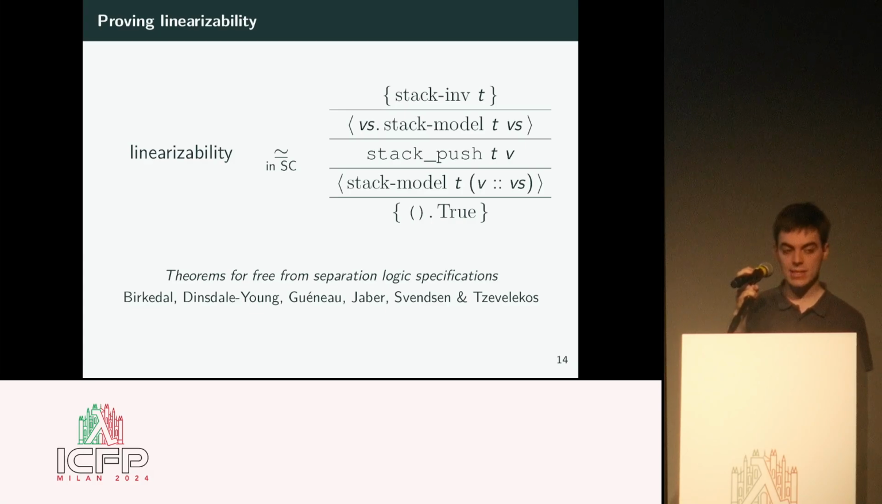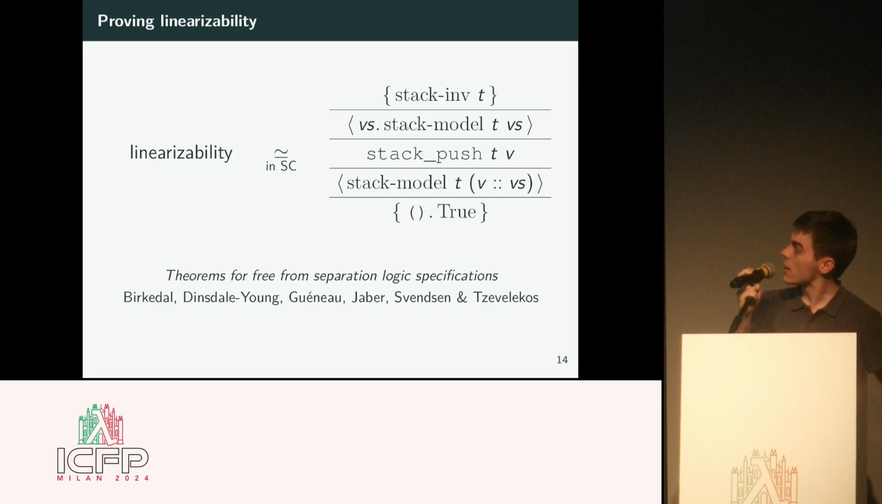As Karine mentioned, the standard correctness criterion for concurrent objects is linearizability. Roughly speaking, linearizability states that all concurrent operations should atomically take effect at some point during their execution, and we call this point the linearization point. In Iris, the way we prove this is using what we call atomic specifications. Here you can see the atomic specification of push.